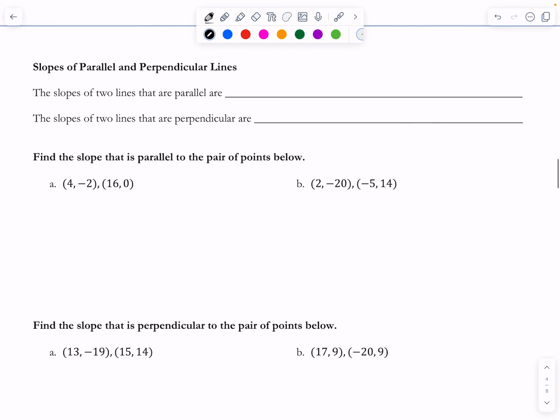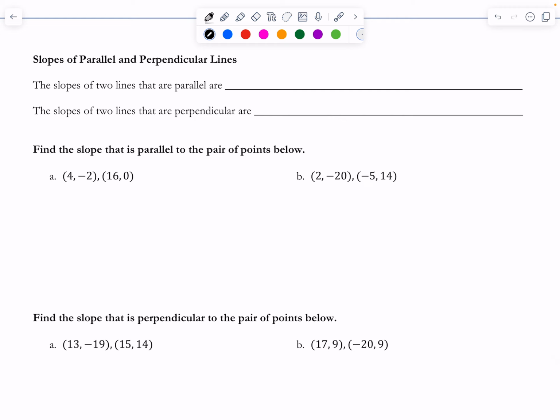Okay, let's talk a little bit about parallel and perpendicular lines. You need to know that the slopes of two lines that are parallel are the same. If you know two lines are parallel, they have to have the same slope because they never intersect. And if you know that the lines are perpendicular, the slopes are opposite reciprocals.